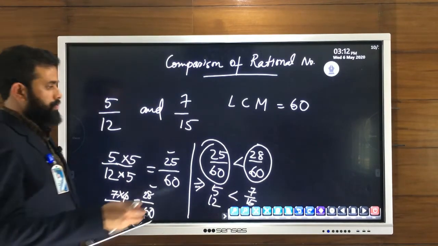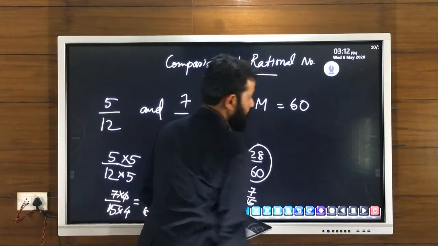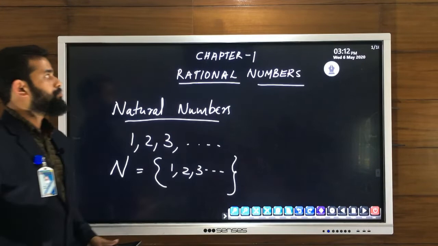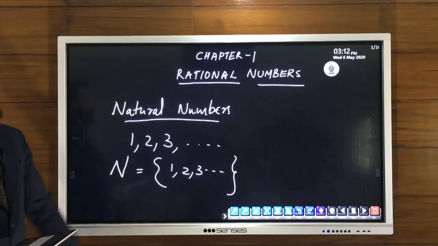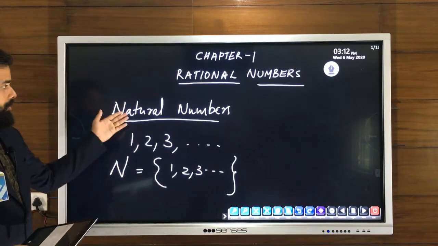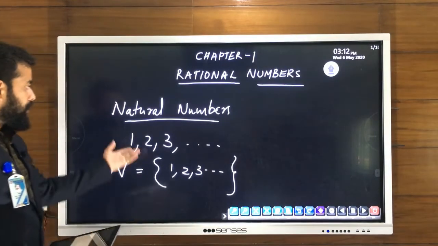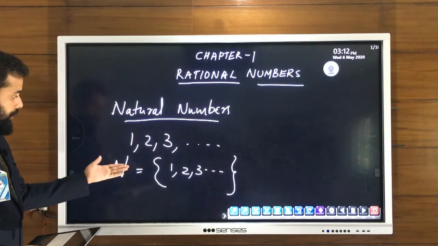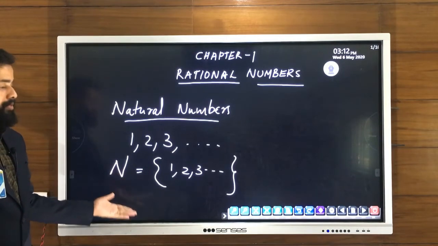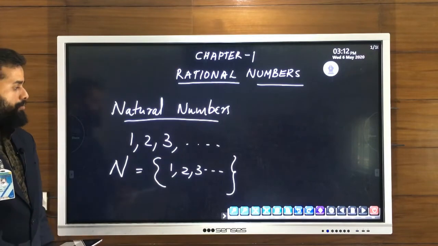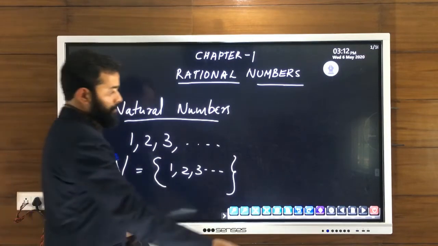Okay. So we'll go to the previous topic once again. We begin with natural numbers. Natural numbers, we said, are counting numbers: 1, 2, 3, etc. And natural numbers are denoted by capital letter N, the set of numbers 1, 2, 3, etc.